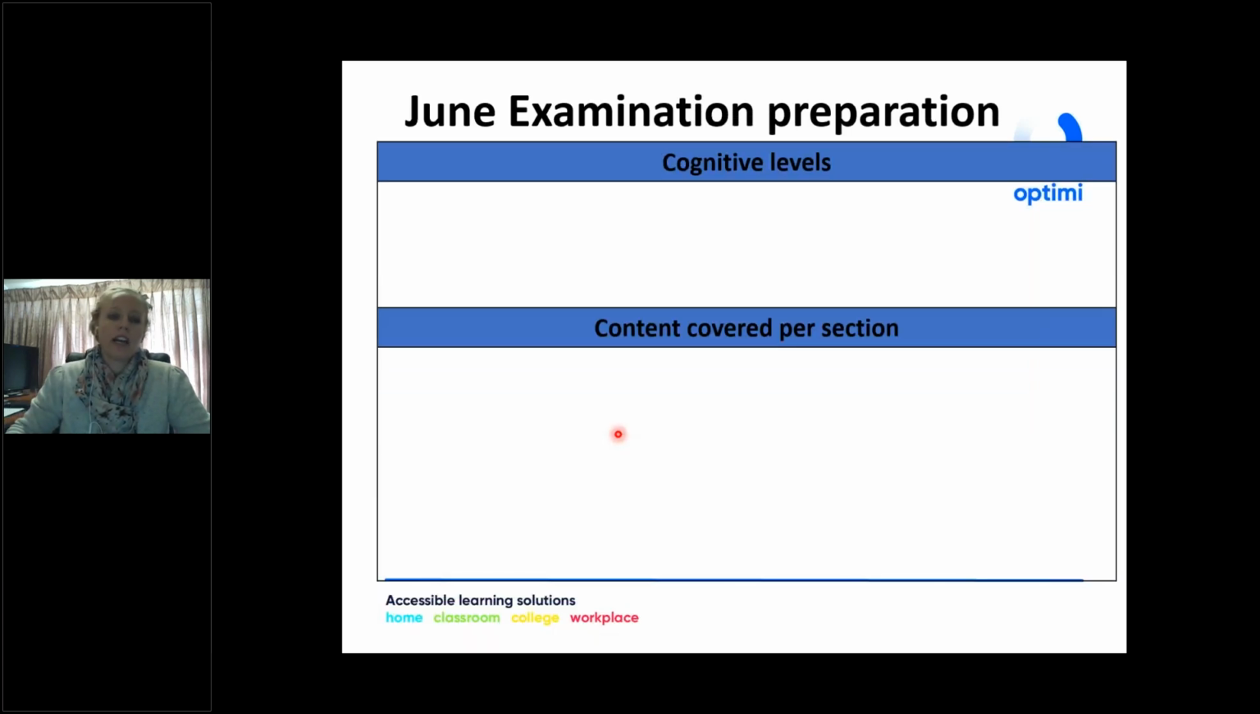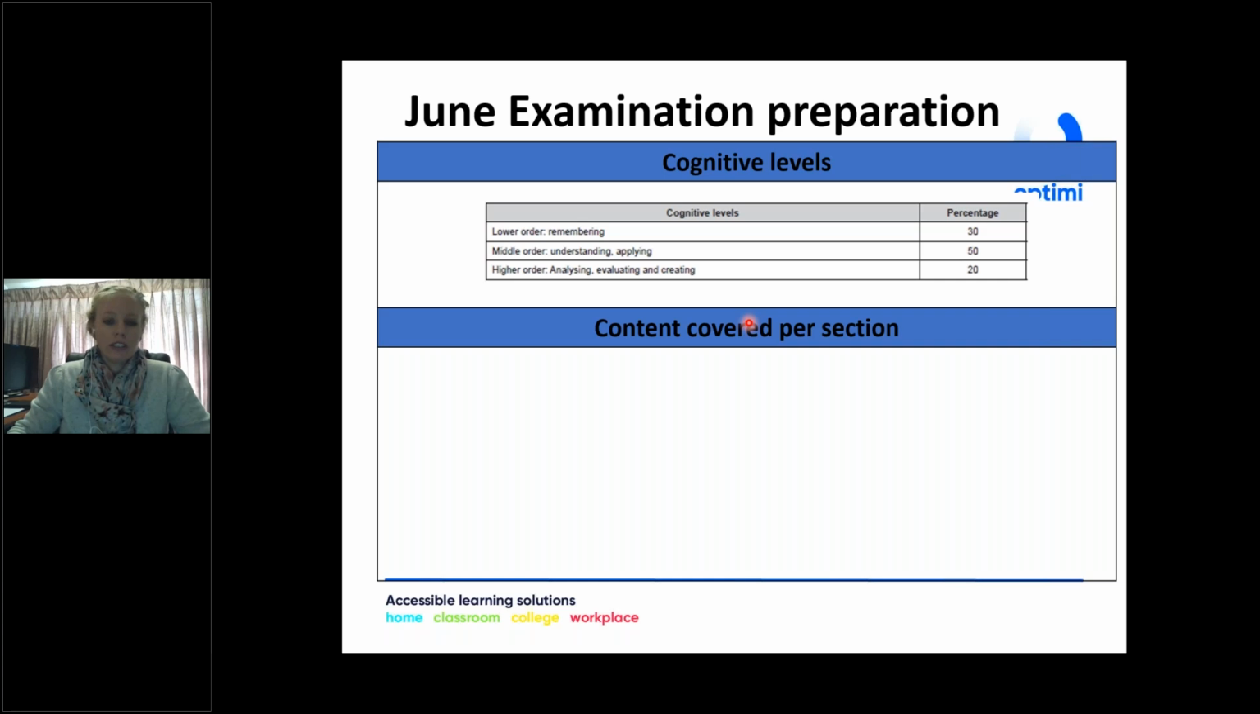Okay, so if we just quickly have a look at the cognitive levels that can be in your paper, and then the content covered per section in your paper. The lower order usually counts towards 30% of the paper. Middle order counts towards 50% of the paper, and then your higher order questions, which is analyzing, evaluating, and creating something, will count towards 20% of the paper.